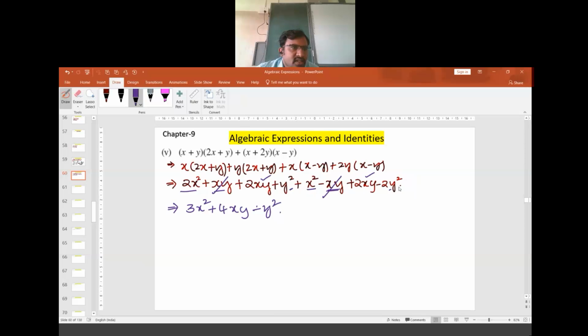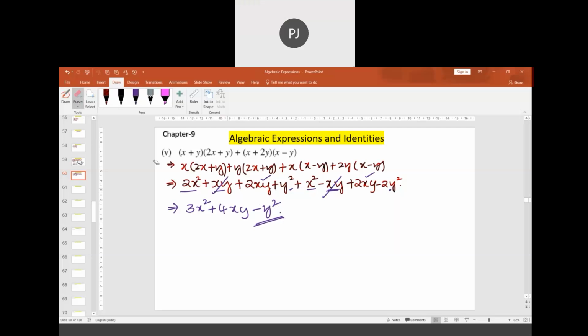So the result is 3x square plus 4xy minus y square. Is any other term left out? No, sir. So this is the final answer. Isn't it simple? Yes, sir.